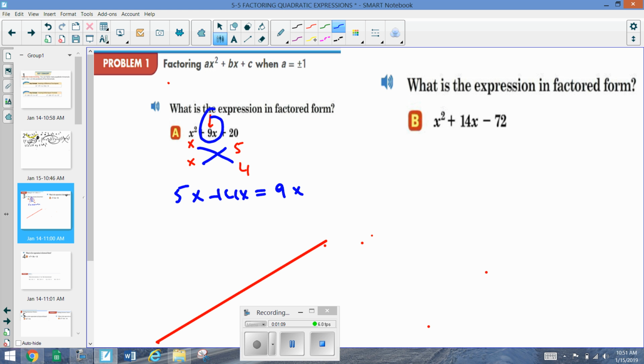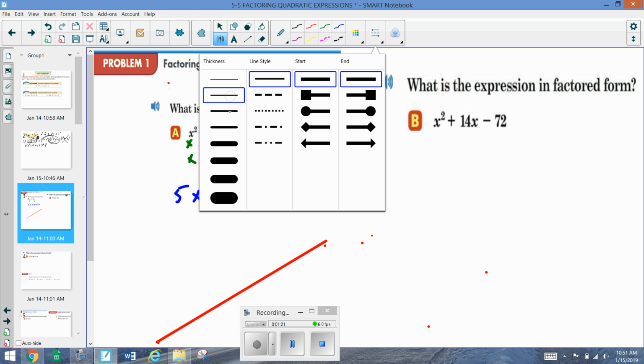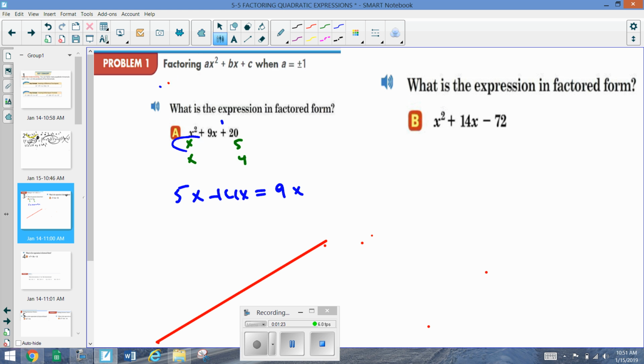Yes, sir. After that, what was that? x and x, 5 and 4. Later on, you're going to write it straight across: x plus 5, x plus 4. So this is how we factored.